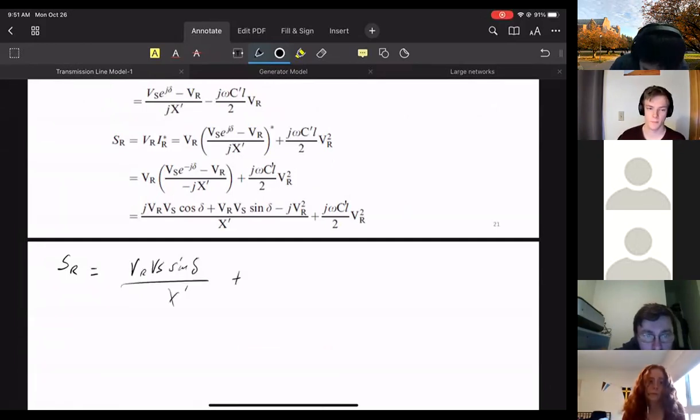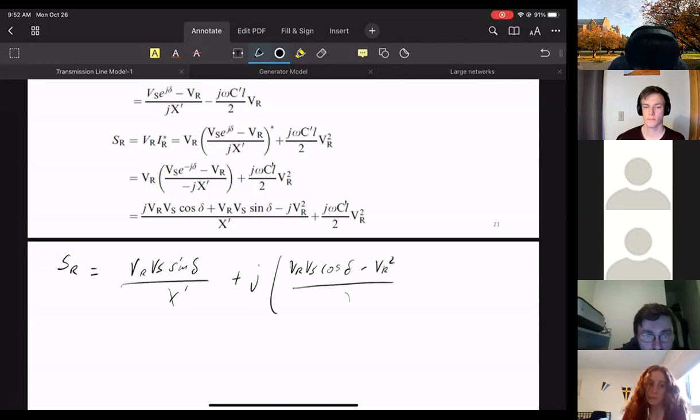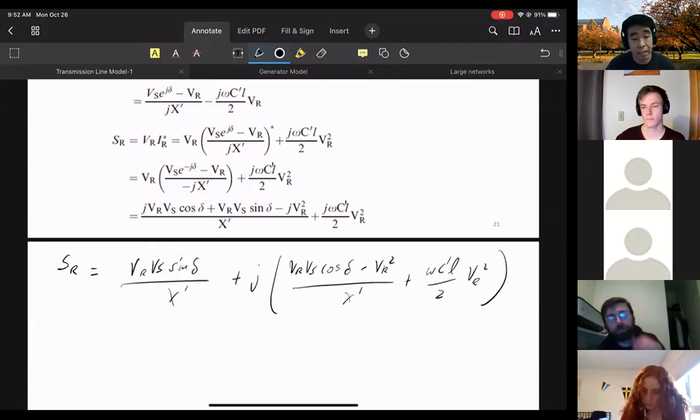And the imaginary part. So let's put everything together and look at what they are. We are VS cosine delta minus VR squared over X prime plus omega C prime L over 2 VR squared. Okay, so this is just a collection of terms. Right? So we have the real part in the front and the imaginary part at the end.